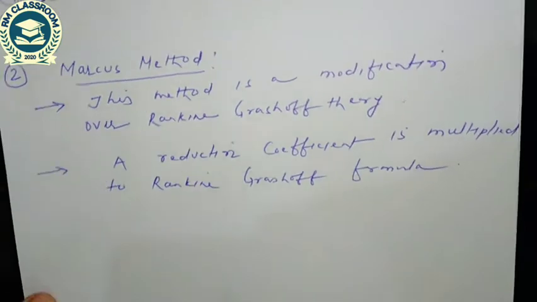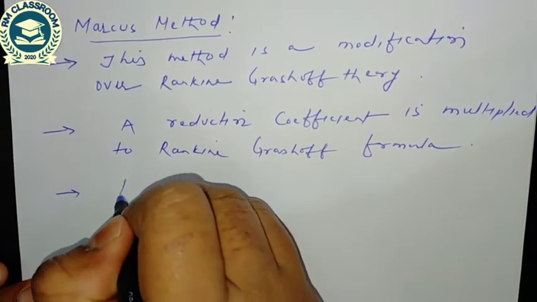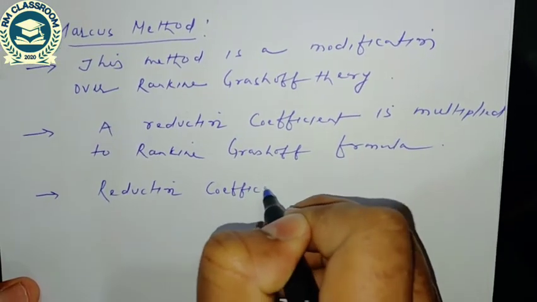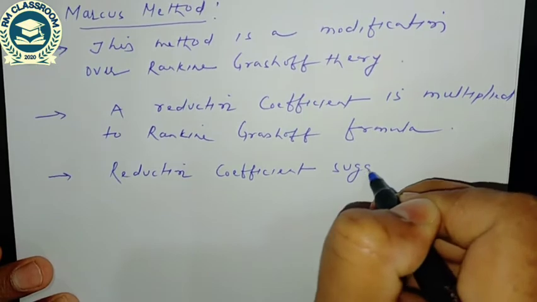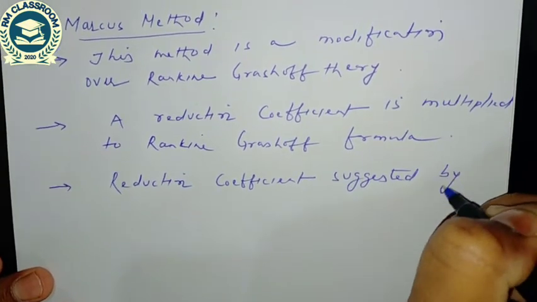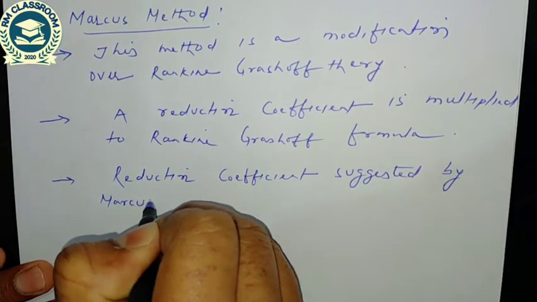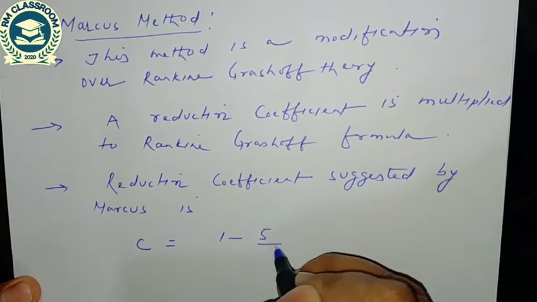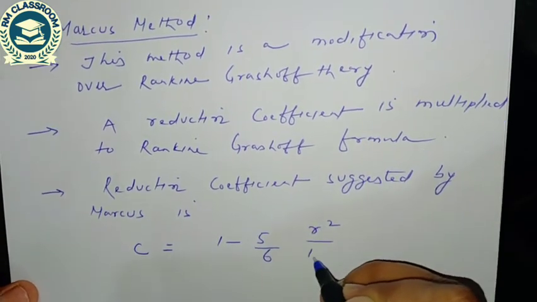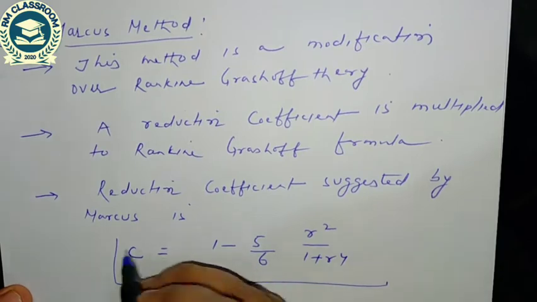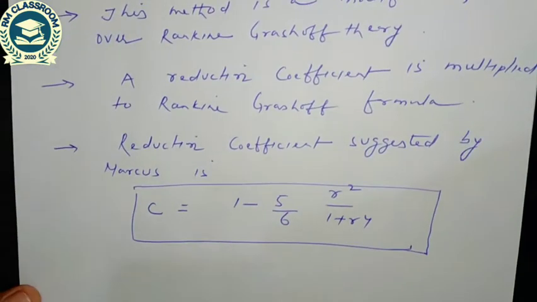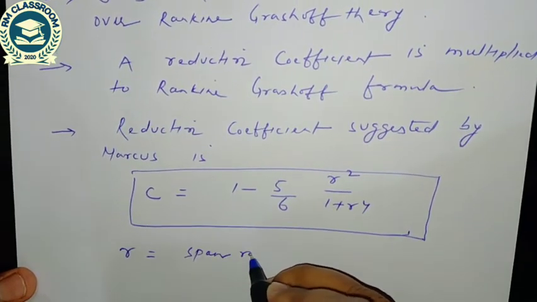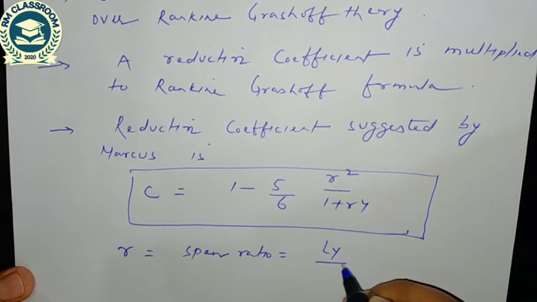So what is the reduction coefficient? The reduction coefficient suggested by Marcus is C equal to 1 minus 5 by 6 R square divided by 1 plus R^4. So this is the reduction coefficient suggested by Marcus, where R is the span ratio Ly by Lx.